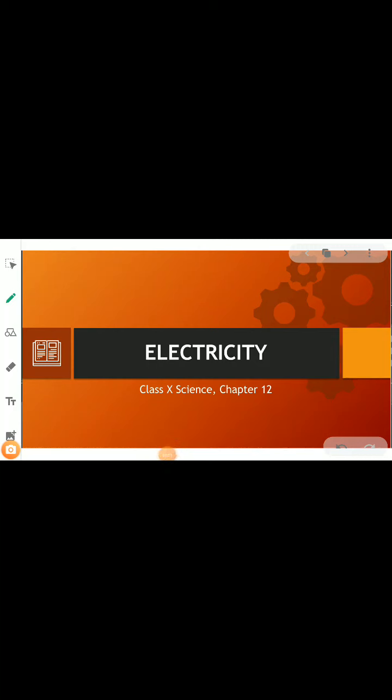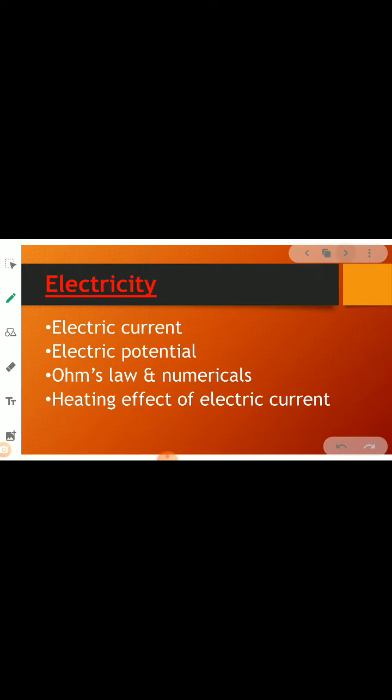Good morning students. Today let us study the new topic in physics, that is chapter 12, electricity. We have four major topics in this chapter that we have to go through. That is the first one, electric current. The second topic, electric potential.